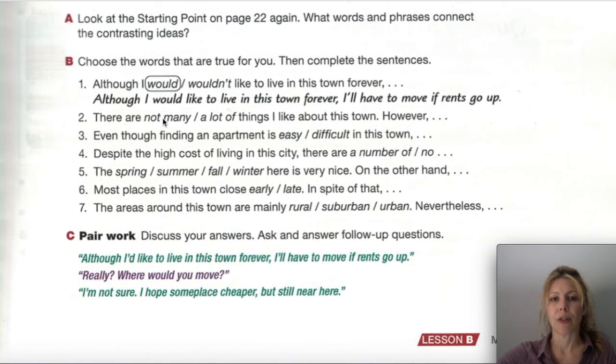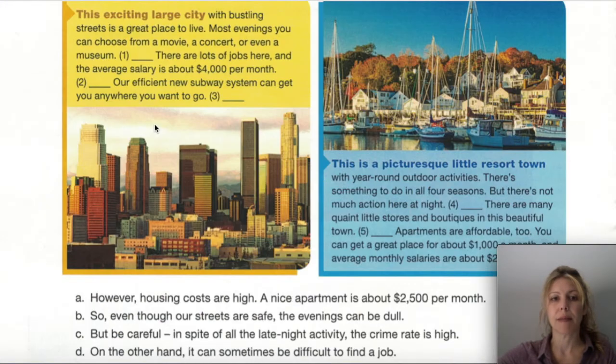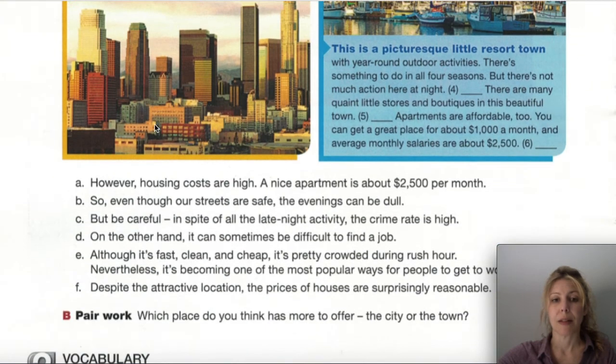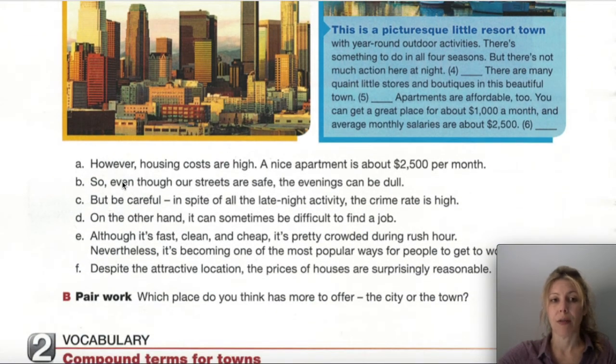Okay, now if you recall back in our reading, we had some contrasts here. However, even though, in spite of all the late night activity, the crime rate is high. On the other hand, it can sometimes be difficult to find a job. Here the apartments are affordable. Okay, the rent is affordable. On the other hand, it's difficult to find a job. So we're dealing with kind of positive and negative, as we said before.